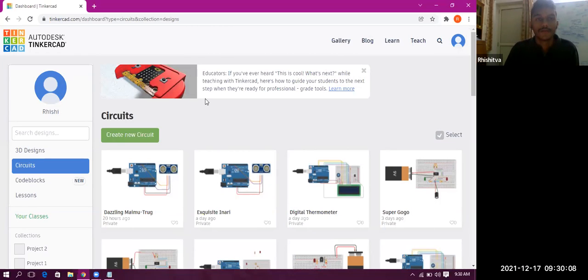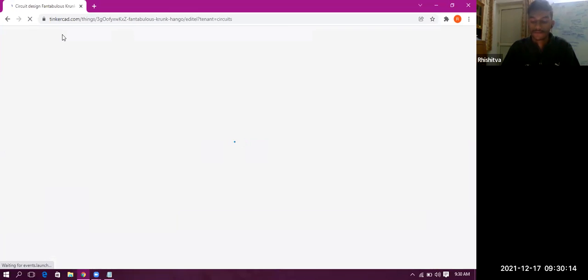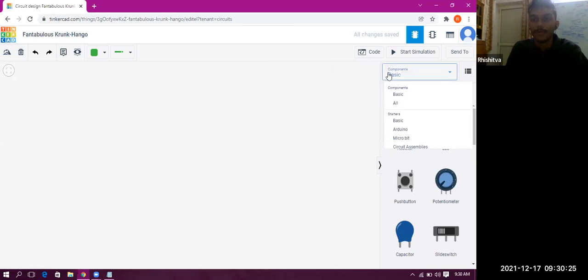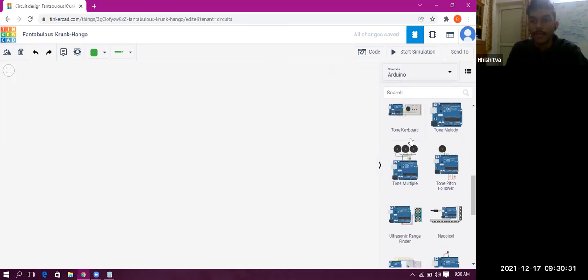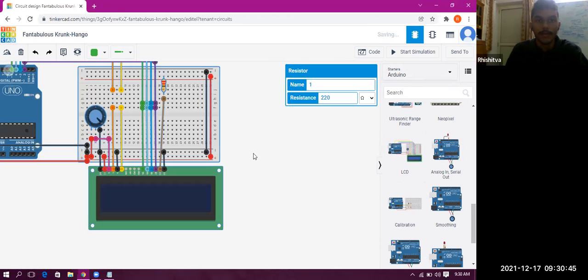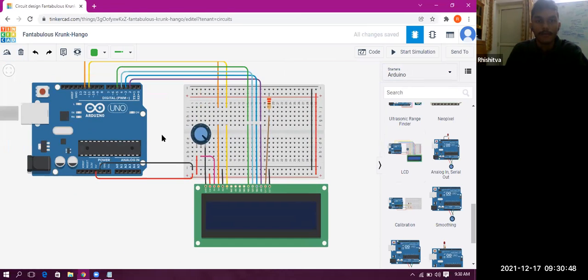So we'll go to create new circuit. In a similar way that we made the previous circuit, we'll be making this circuit also. We go to Components, then into the Starter option in the Arduino, and we import the LCD. Over here we saw, right? You must have done this in your previous class. Let it import, because this is a big circuit, so it takes time. Okay, it is here. So half we have already done.